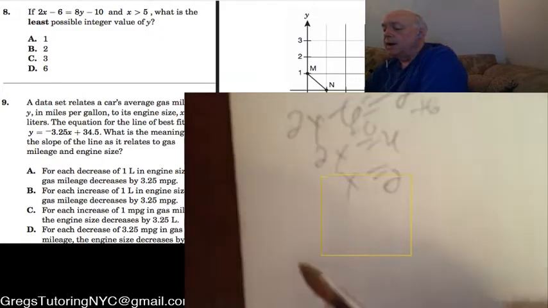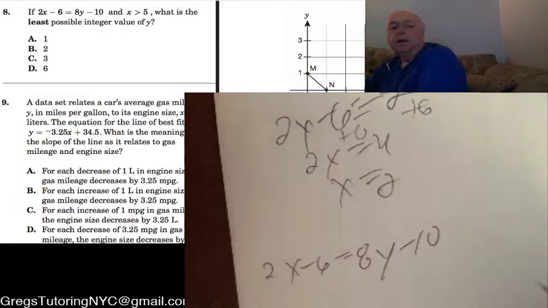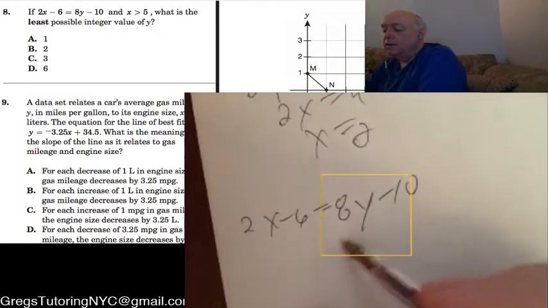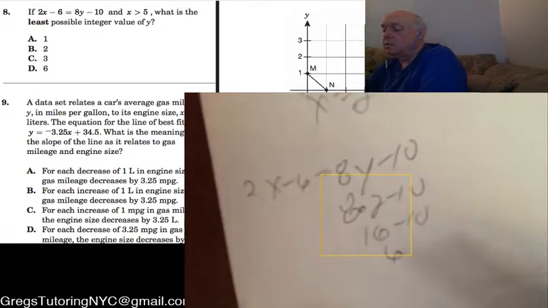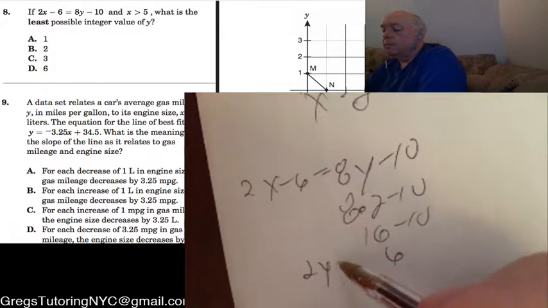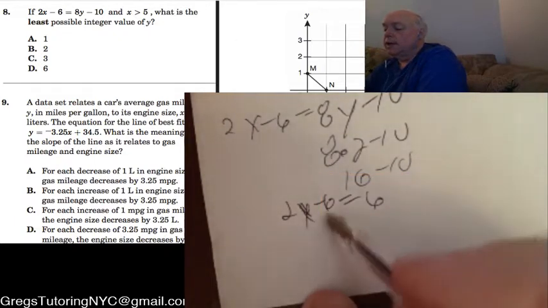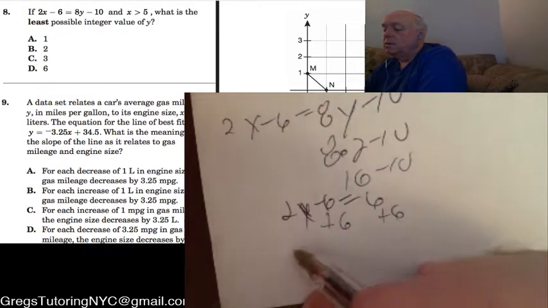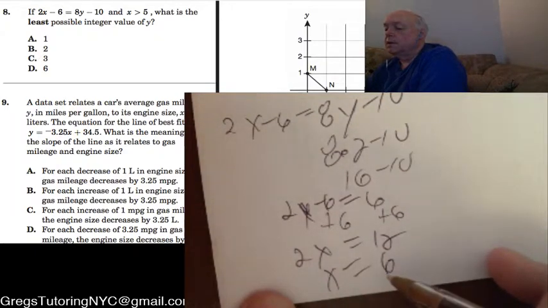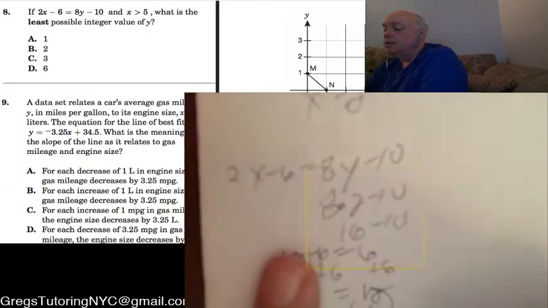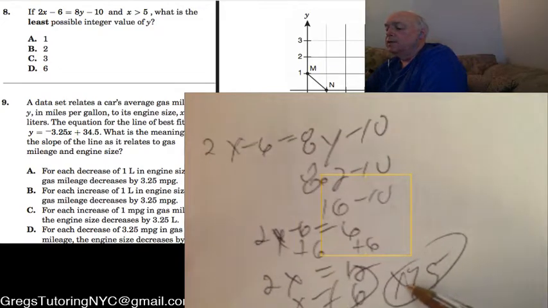So now let's try it with 2x minus 6 equals 8y minus 10. If we try B, which gives us 8 times 2 minus 10, so we get 16 minus 10, or 6, we get 2x minus 6 equals that, right? So if we add 6 to both sides, we get 2x equals 12, and then x equals 6. So here we've confirmed now x is greater than 5. All right? And this is your double check.